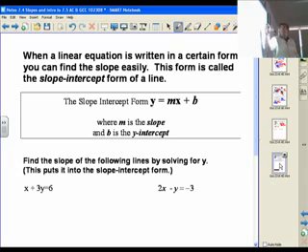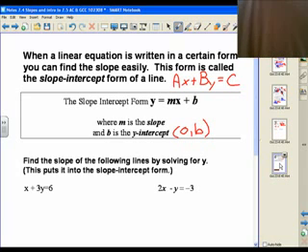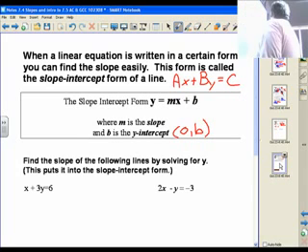Remember, last time we did the standard form, which was ax plus by equals c. That was the standard form of a line. What you want to do is always solve these for y. You solve the equation for y.